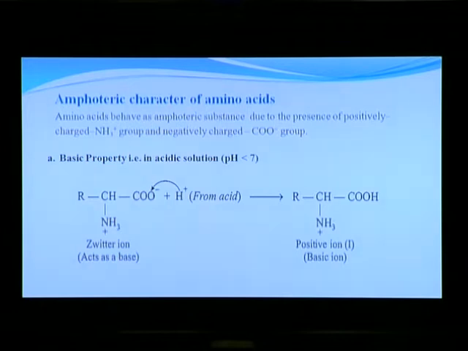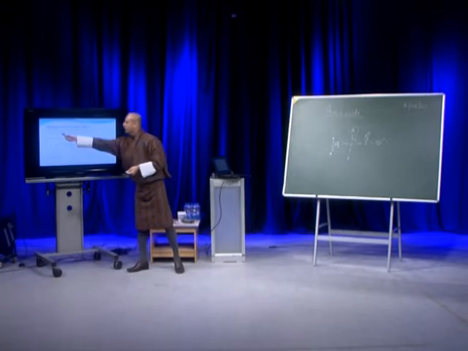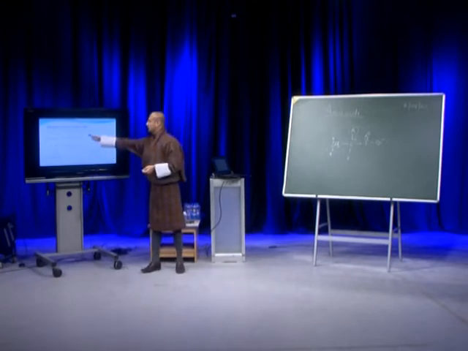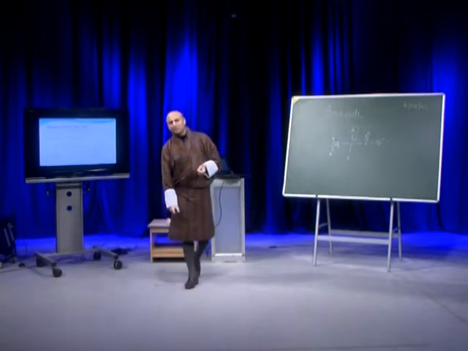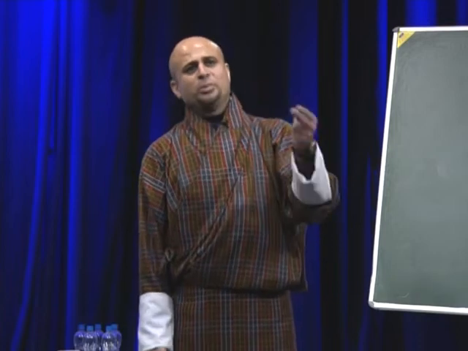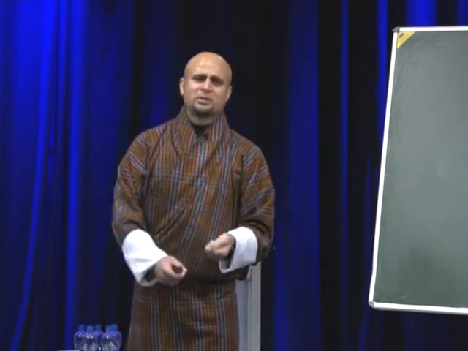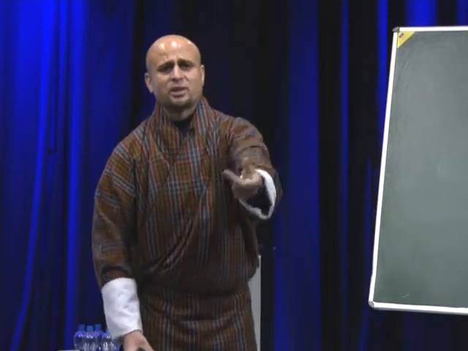Now, amphoteric character of amino acids. As you can see here in the structure, it contains a positively charged amino group and a negatively charged carboxylate ion. Therefore, it can behave as an amphoteric substance. Maybe in lower classes, class 7, 8, 9, 10, you must have studied amphoteric substances. Amphoteric substances are those which can behave as an acid when reacting with a base, and as a base when reacting with an acid. Therefore, it can behave as an acid as well as a base depending on the type of reactant it is reacting with.